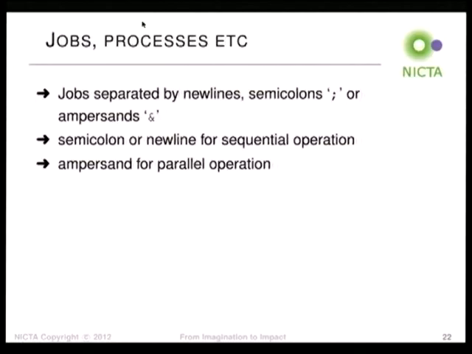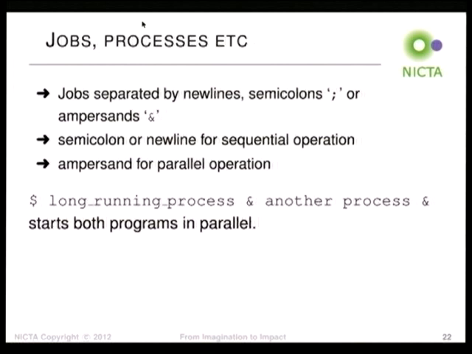Jobs. Jobs are things that the shell treats as a separate process group. That's the simplest way of thinking about it. So you separate jobs by new lines or ampersands or semicolons. Semicolons mean sequential operation, do A, then B. Ampersands say, do everything in parallel. So if you do some long-running job and some other long-running job and, it starts both of them.